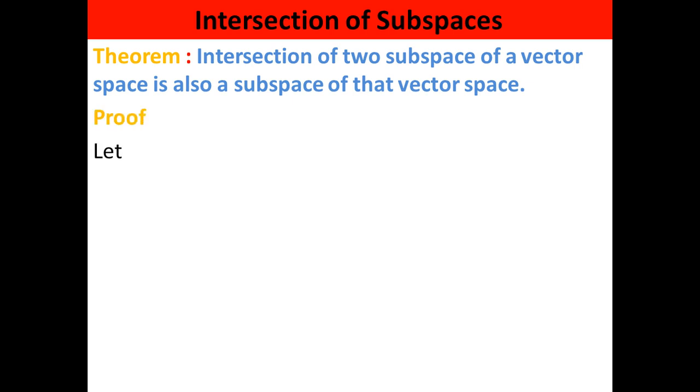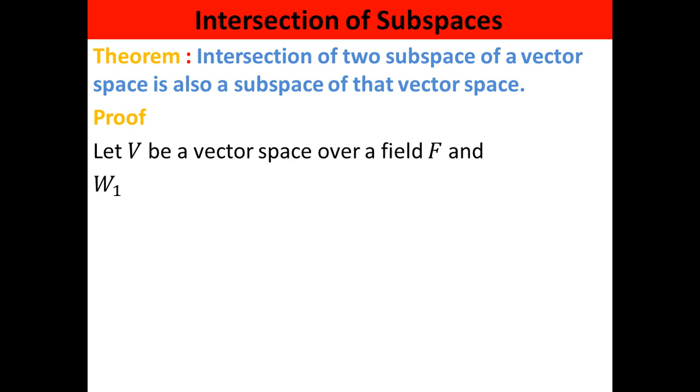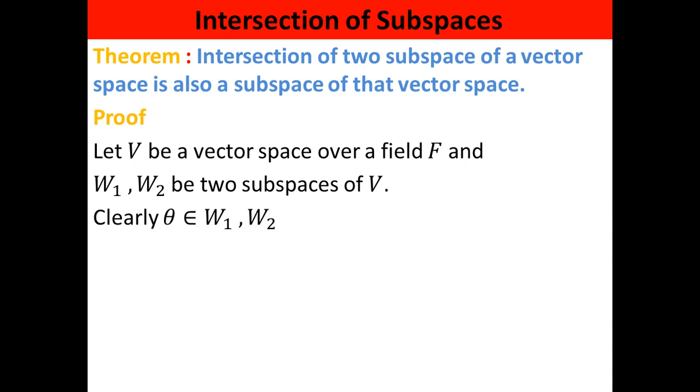Proof: let V be a vector space over a field F and W1, W2 be two subspaces of the vector space V. So we have to show that W1 intersection W2 is a subspace also. Here clearly theta belongs to W1 intersection W2, because here theta belongs to W1 as well as W2. Theta is the null element.